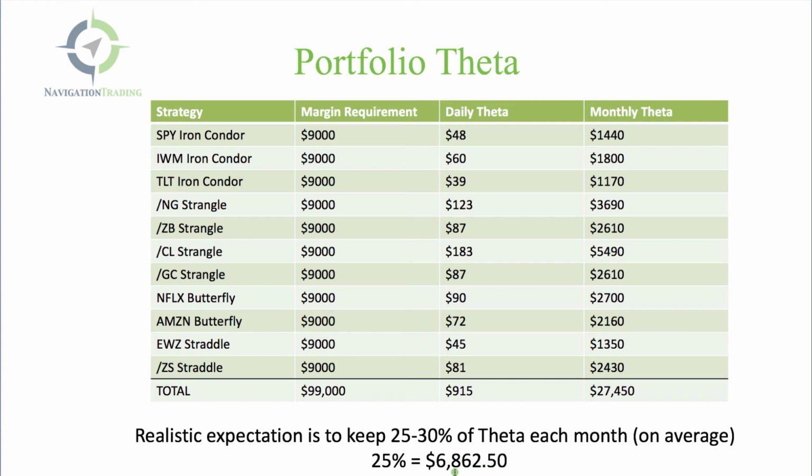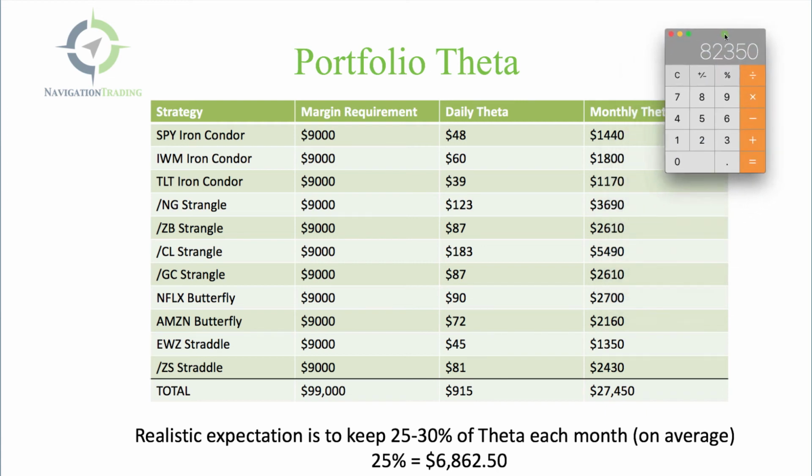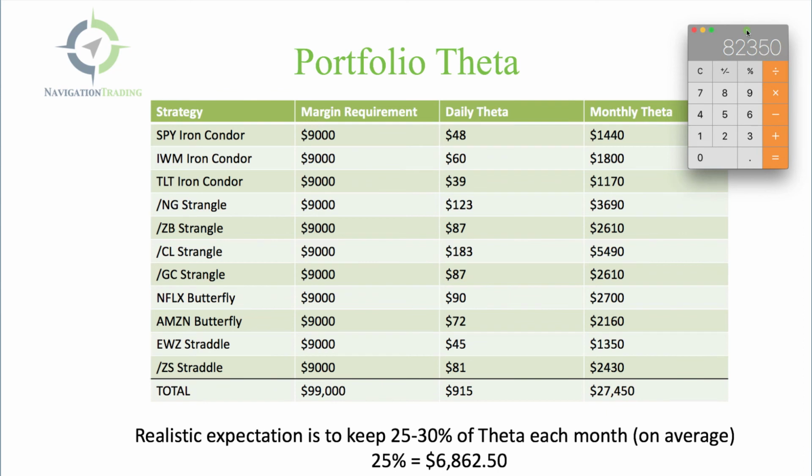Okay? So conservatively, if I take 25% of 27,450, based on these assumptions, based on this example, you could assume to make about $6,862.50, which is 25% of that number there. Okay, so $6,862.50 times 12 months, and you're looking at $82,350 a year.